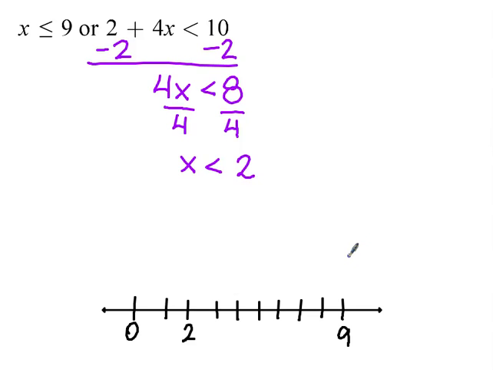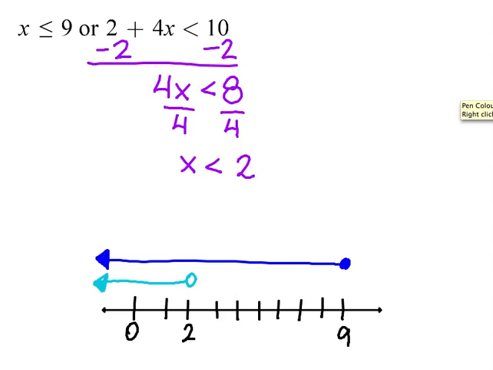That means I'm going to have a closed dot on 9, and I'm going to shade left. x is less than 2 means you're going to have an open dot on 2, shade to the left. So let's start. Am I going to shade the left arrow? Yep. Am I going to shade 0? 1, 2. There we go. All the way up to where? 9. Nice job.